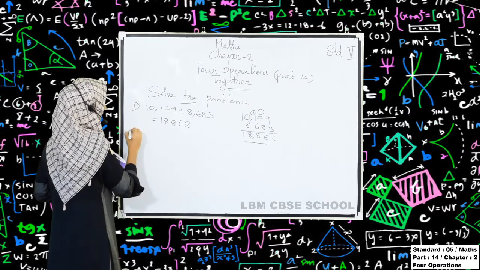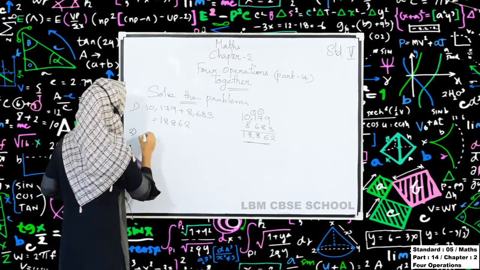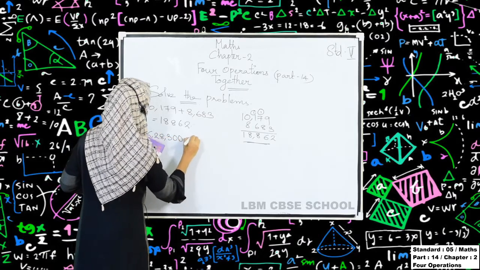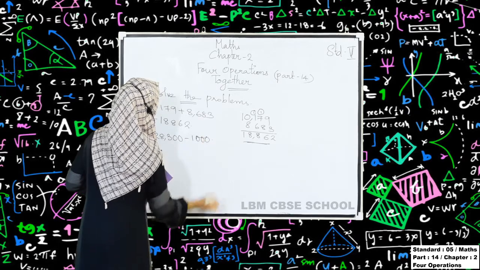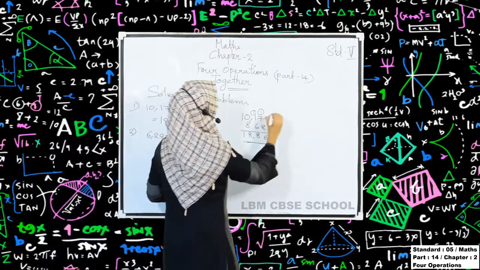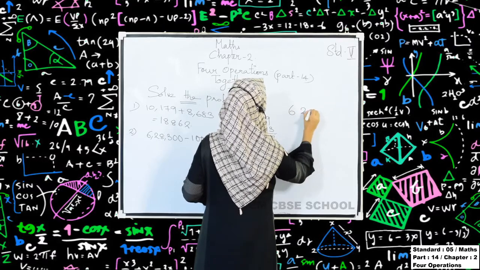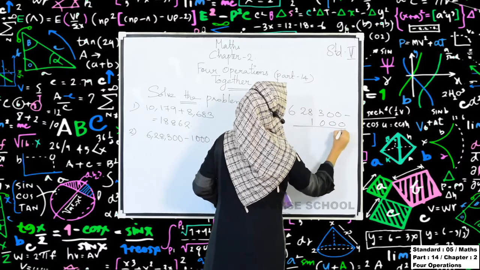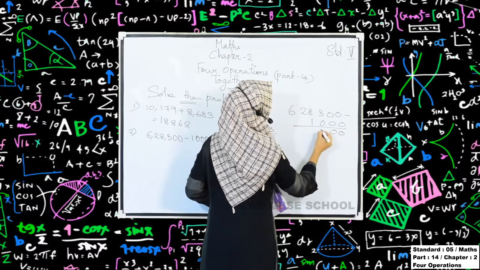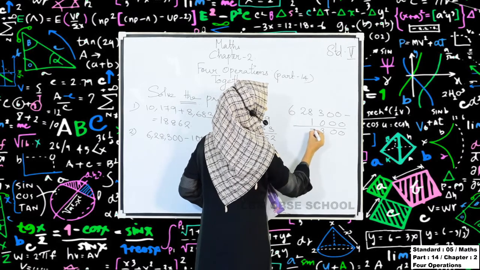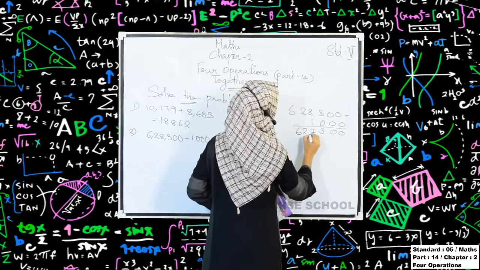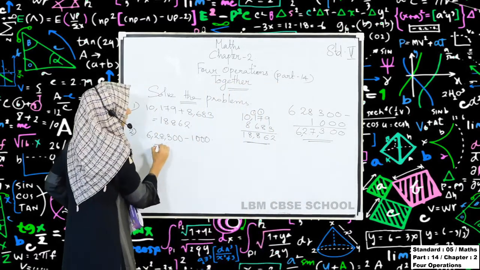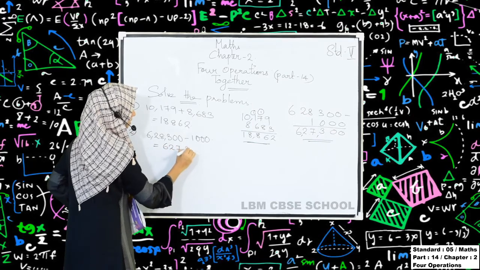Isn't it? Then another one. 6,28,300 minus 1,000. 0 minus 0, 0. Again 0. 3 minus 0, 3. 8 minus 1 is 7. 2, 6. So the answer is 6,27,300.